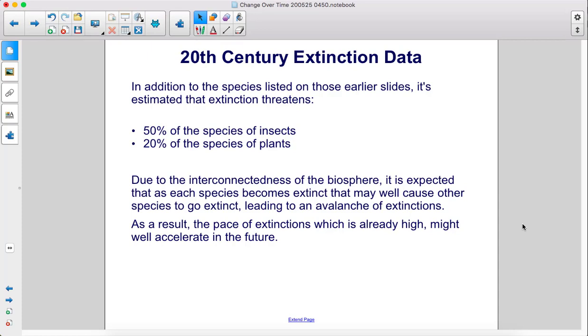Due to the interconnectedness of the biosphere, it is expected that as each species becomes extinct, that may well cause other species to go extinct, leading to an avalanche of extinctions. As a result, the pace of extinctions, which is already high, might well accelerate in the future.